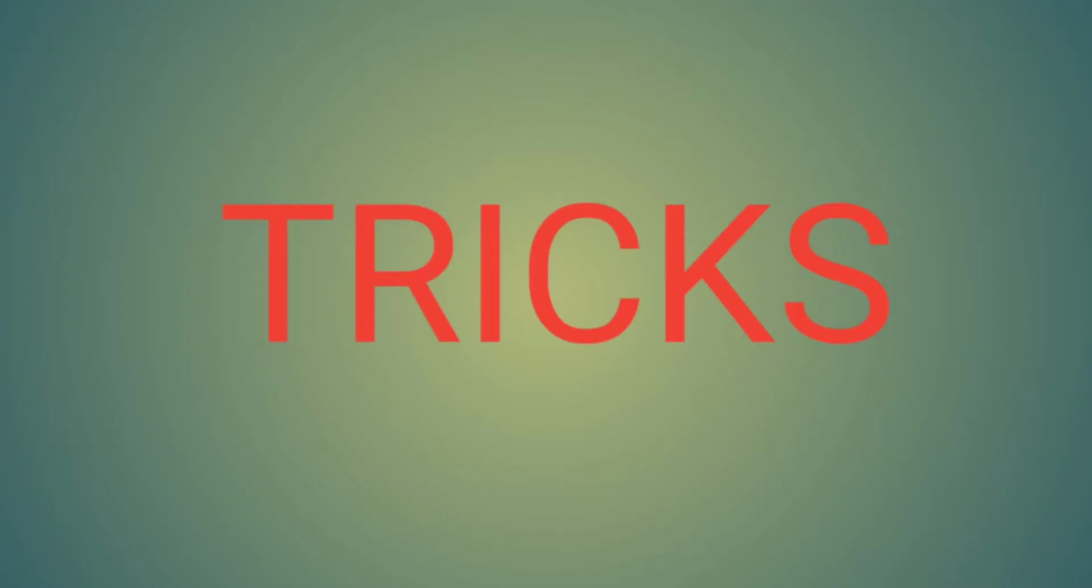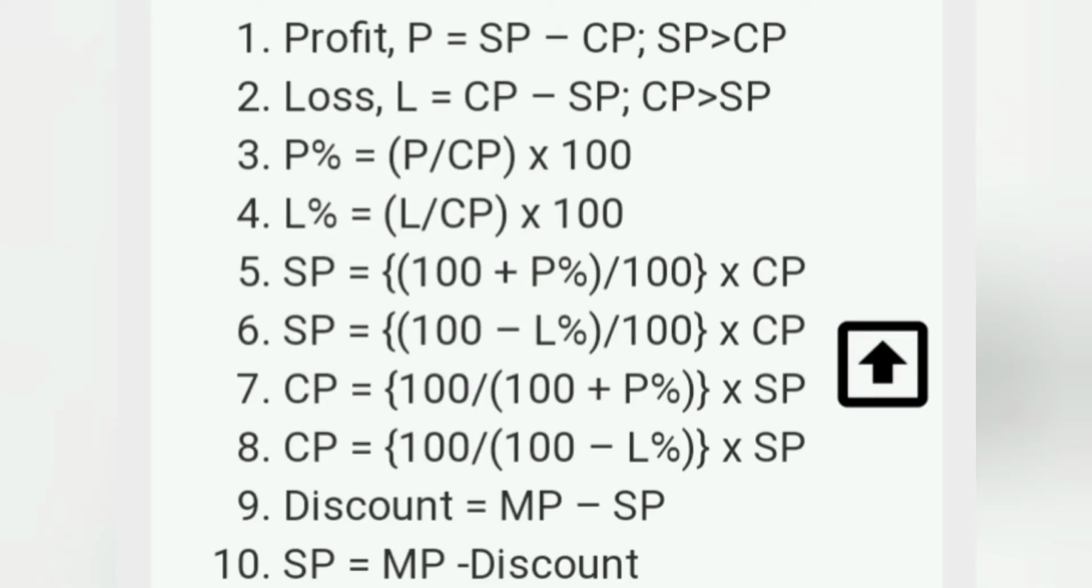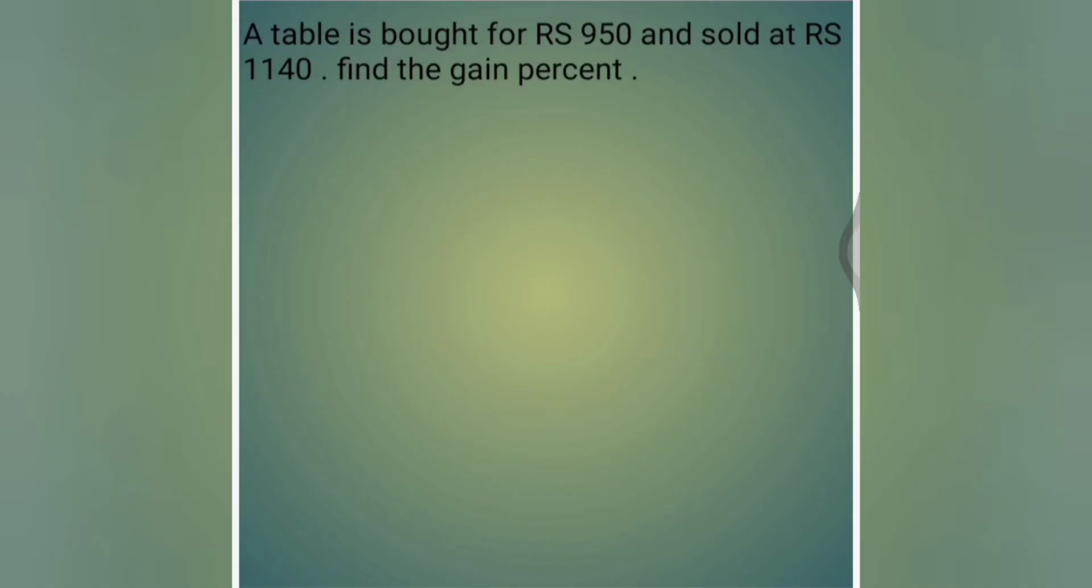Next one, tricks of profit and loss. These are the tricks of profit and loss. Problems of profit and loss are: first problem, a table is bought for Rs 950 and sold at Rs 1140.